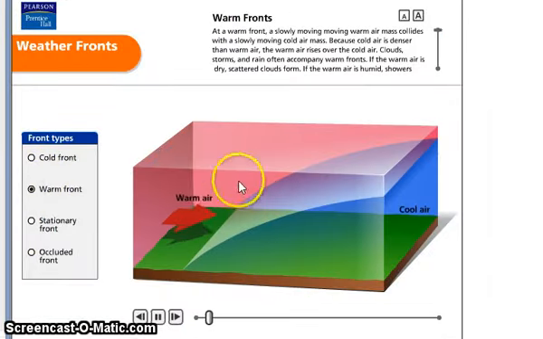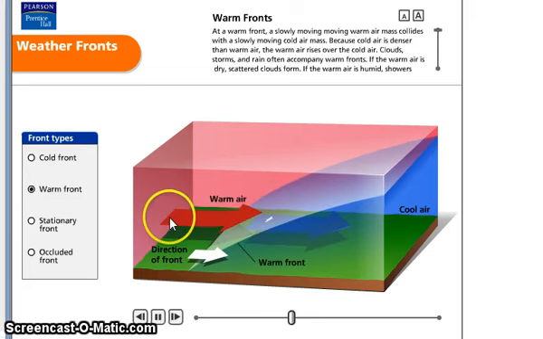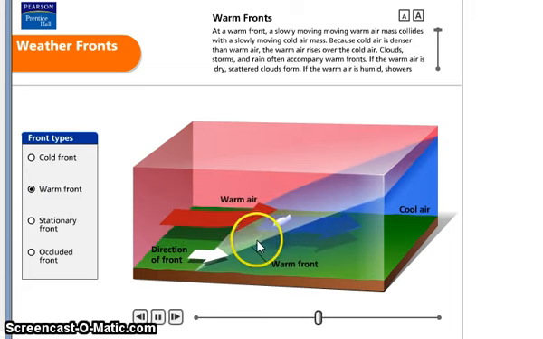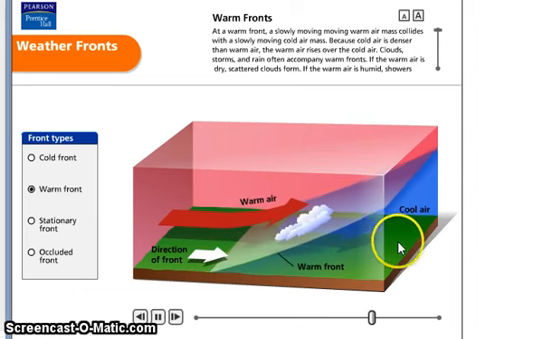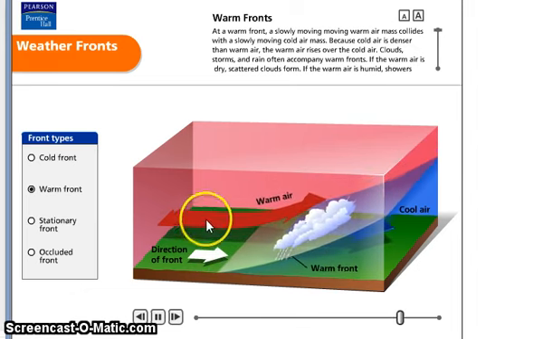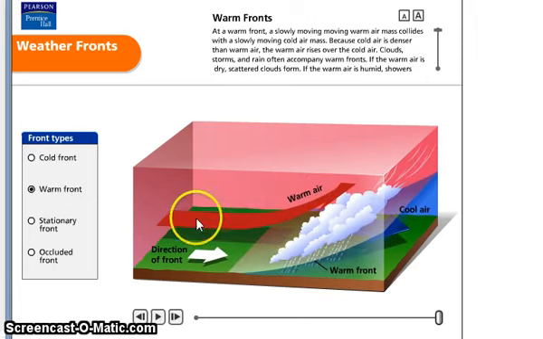By the way, you have access to these animations, so you should definitely look at them by yourself when you pause the video. So in a warm front, you have warm air moving in and it hits cold air. Alright, it slowly forces that cold air out, but again, warm air is much less dense than cold air, so it doesn't go underneath the cool air.